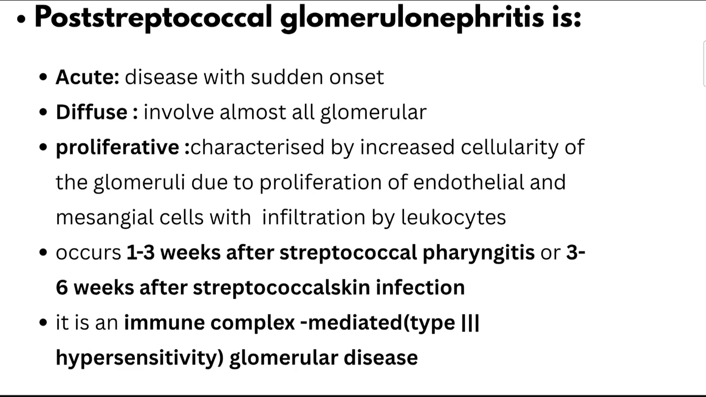Post-streptococcal glomerulonephritis is an acute kidney condition that can develop 1 to 6 weeks after a throat infection or 3 to 6 weeks after a skin infection. Triggered by an immune complex mediated type 3 hypersensitivity reaction, it highlights the intricate link between infection and the immune response.